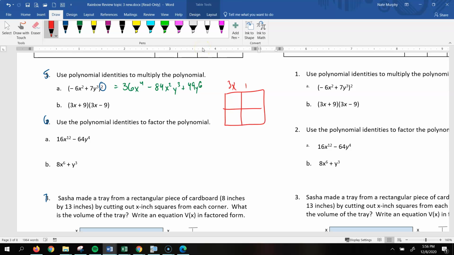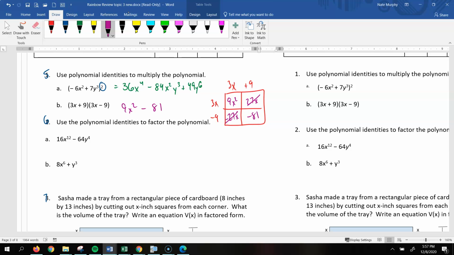So we would have 3x plus 9, 3x minus 9, and when we do that, we get 9x squared, 27x, this would be negative 27x, and negative 81. Notice 27x minus 27x would be 0, so we end up with 9x squared minus 81.